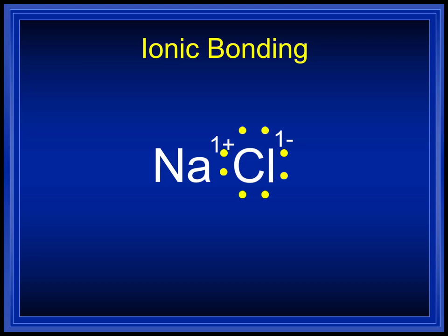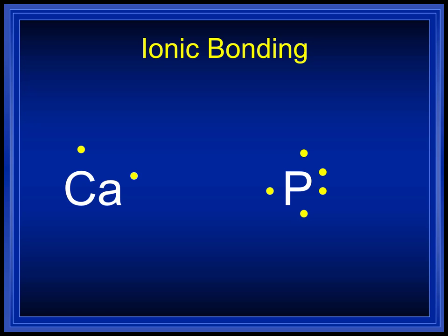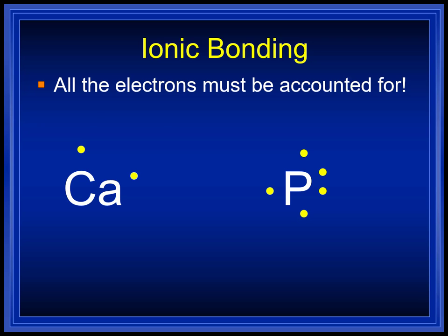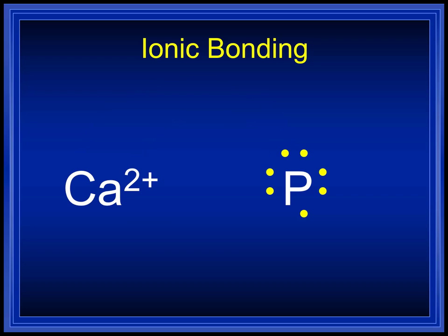Now, this one was a pretty simple case because moving one electron made them both happy. It doesn't always work out that way. For example, when calcium and phosphorus react, calcium has 2 dots, phosphorus has 5. So calcium will give its 2 valence electrons to phosphorus. And that calcium will be happy. It looks like a noble gas. But the phosphorus is not happy. It still needs more valence electrons.